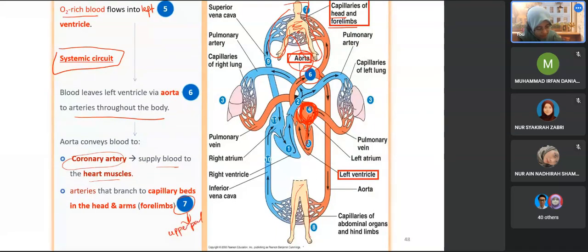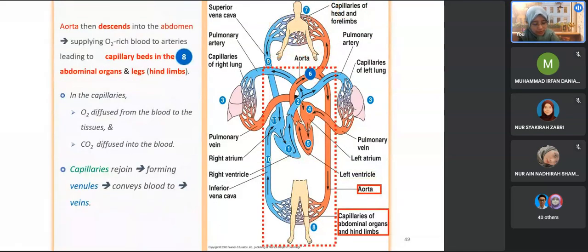So this is number 7, the upper part of the body. Okay, upper part of the body. Okay, yang nombor 7. Nombor 8 is the lower part of the body. Okay, so the aorta also descends into the abdomen, supplying oxygen-rich blood to arteries leading to blood capillaries in the abdominal region, abdominal organs, and also the hind limbs, which is the legs.